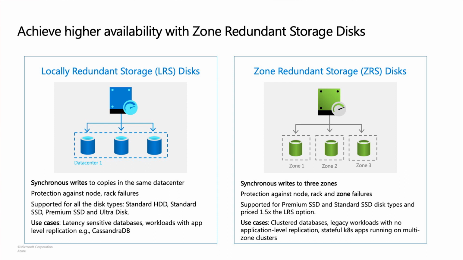ZRS disk is currently available only for two disk types, which are Standard SSD and Premium SSD, and they are priced 1.5x the LRS option. We recommend using it for various scenarios. You can use it as a shared disk for your clustered application. You can use it for legacy applications that cannot replicate data themselves to a different zone to get higher availability. Or you can use it in combination with your multi-zone Azure Kubernetes clusters. We are going to look at each of these options.